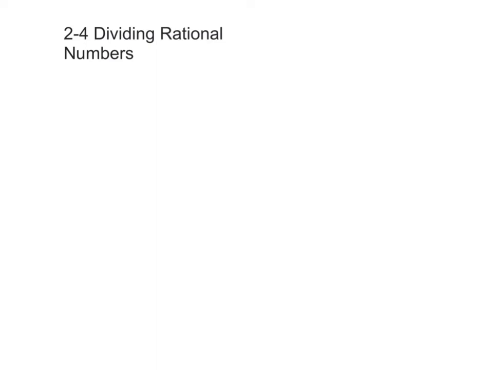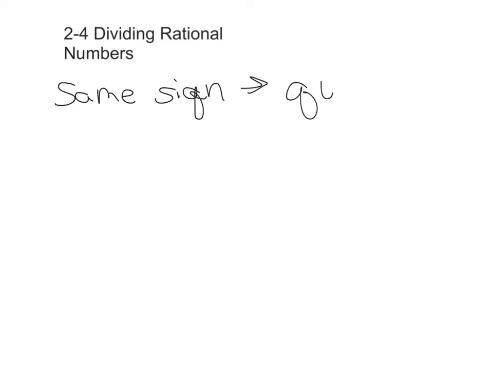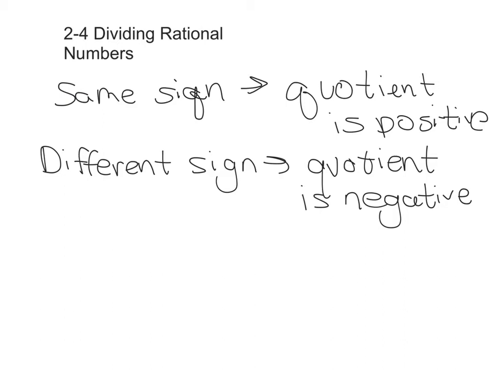Okay, today we're working with section 2.4, dividing rational numbers. So the rules for dividing rational numbers are pretty much the same as the rules for multiplying rational numbers. If you're dividing two numbers with the same sign, then your quotient will be positive. And quotient, remember, is the answer to a division problem. And if you're dividing two numbers with different signs, the quotient is negative.